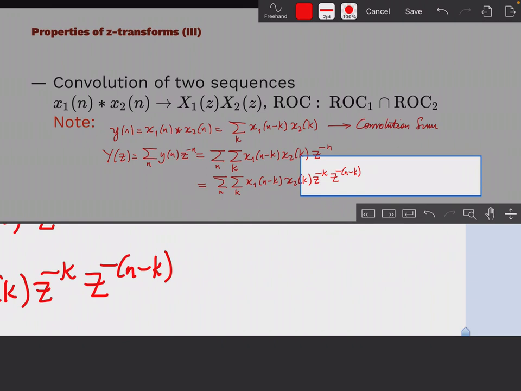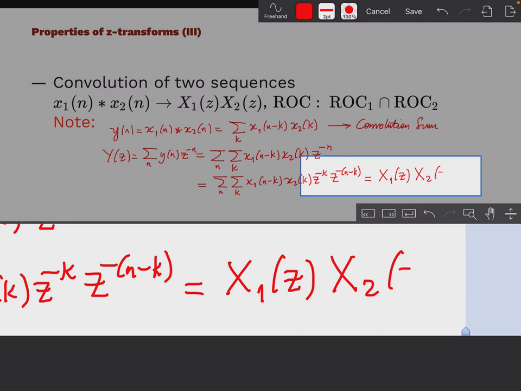And you can see that since we're taking all n in this case, we have the product of X1 of z and X2 of z. And obviously, if any one of these series diverges, any one of these z transforms diverges, then the whole thing is going to diverge, which means we're dealing with the intersection of the two regions of convergence in this case.